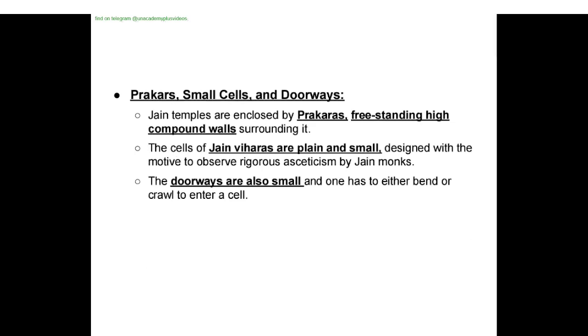Prakaras, small cells, and doorways. Jain temples were enclosed by prakaras, freestanding high compound walls surrounding them. The cells of Jain viharas are plain and small, designed with the motive to observe rigorous asceticism by Jain monks. The doorways are also small, and one has to either bend or crawl to enter a cell.